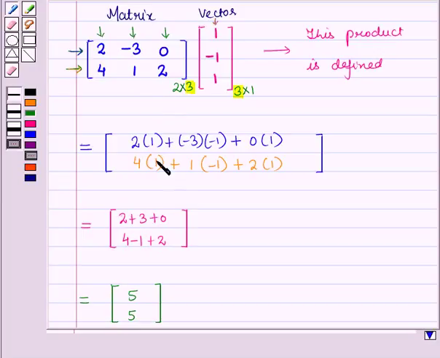So here we can see that the product of this matrix and vector is again a column vector having elements 5 and 5. So it is a 2 cross 1 matrix, and this is the solution of the given question.